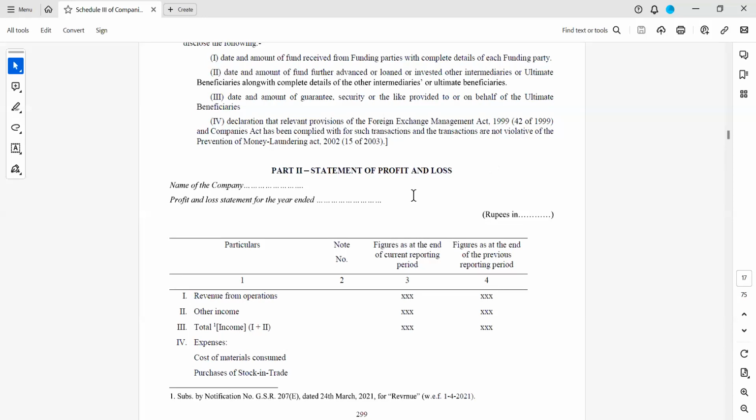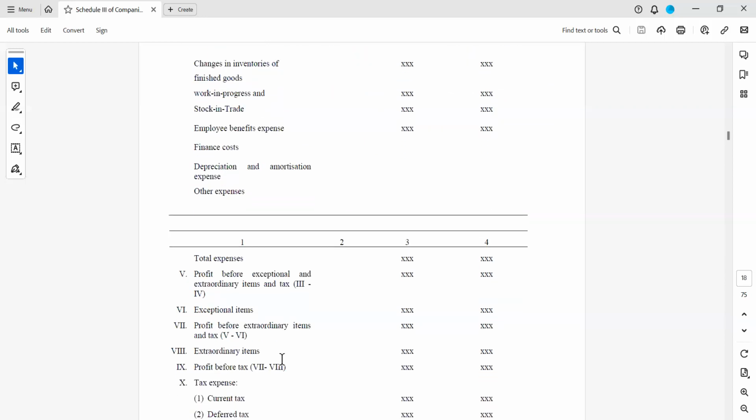Now the format is like this: revenue from operations, other income, total income, and then going to expenses: cost of material consumed, purchase of stock in trade, changes in inventories of finished goods, work in progress, and stock in trade, employee benefits, finance cost, depreciation, amortization expense, other expense. This is one part, and here you get total expenses.